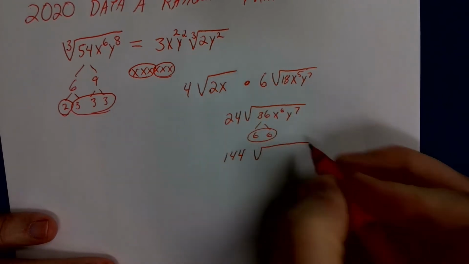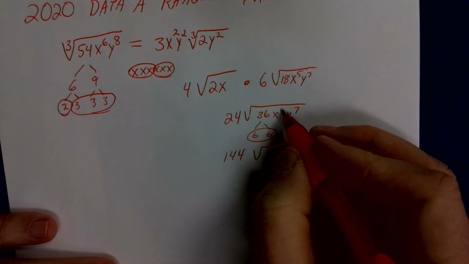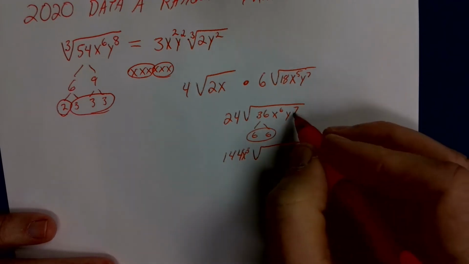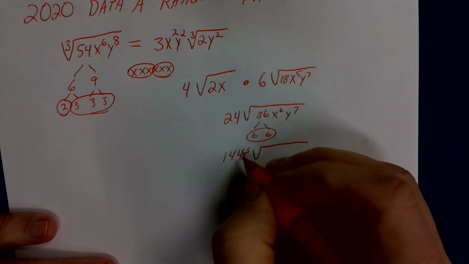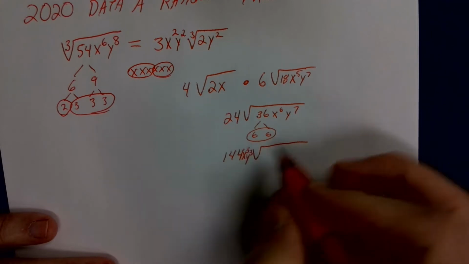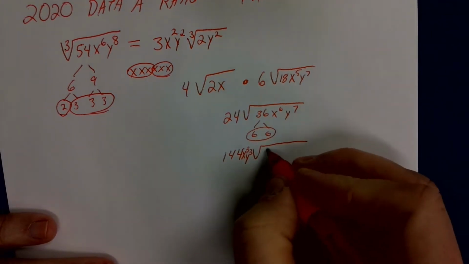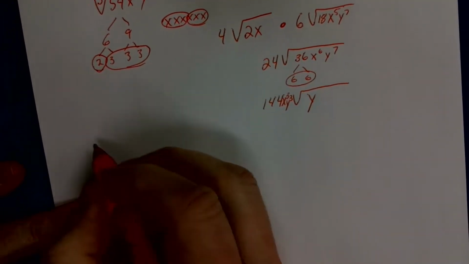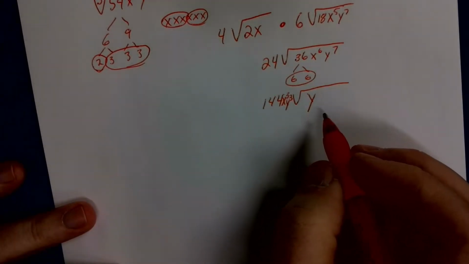And then square roots. X to the 6th, well, there's 3 sets of twins in there, so there's an x cubed that gets to come out, and no x's left inside. And y to the 7th, there's 3 sets of twins in there, so I get 144 x cubed, y cubed, and there's one little y left on the inside of it. So that's simplifying with multiplication.